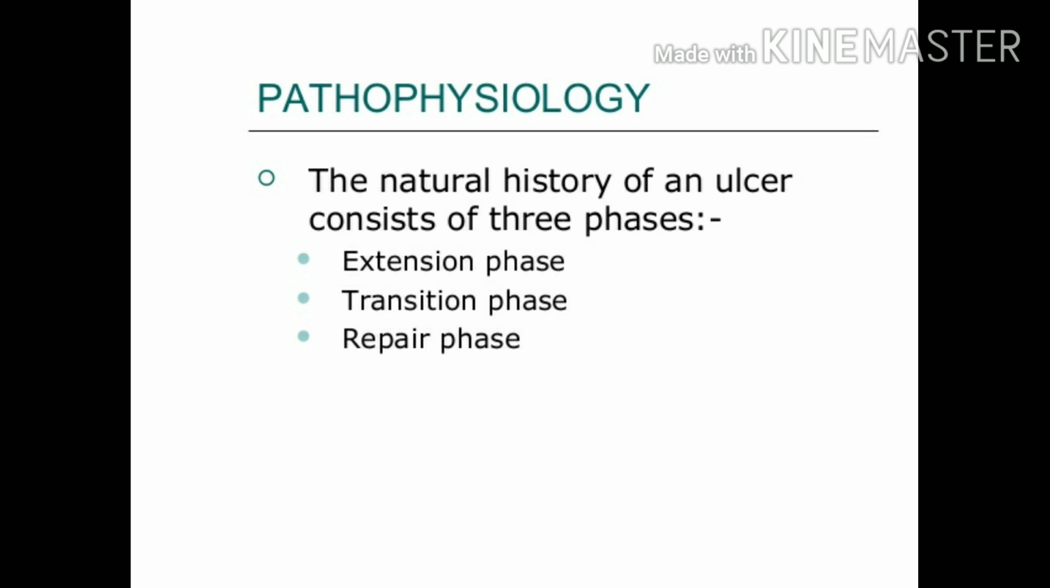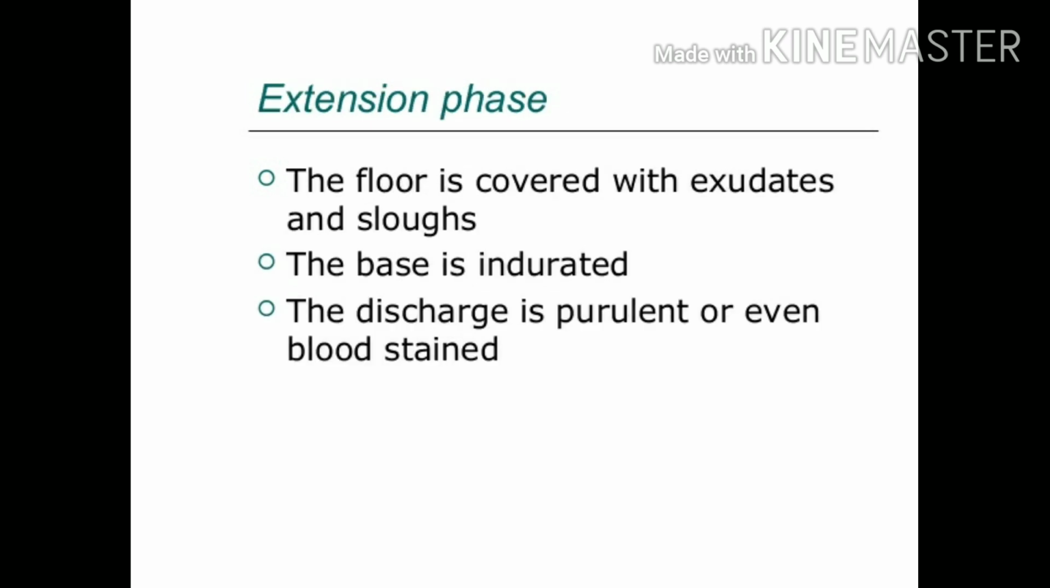Now what is the pathophysiology? Any kind of ulcer has three phases: extension phase, transition phase and repair phase. So first, the extension phase. The floor will be covered with exudate and slough. I have already shown the picture of how a slough looks. The base is indurated. Indurated means there will be a feeling of hardening. The discharge is purulent or even blood stained.